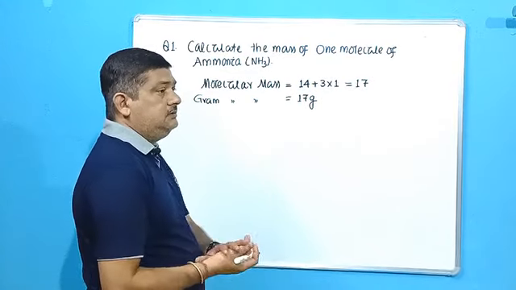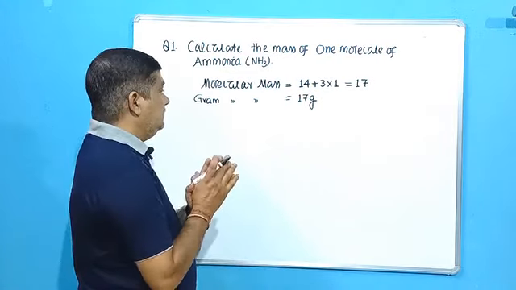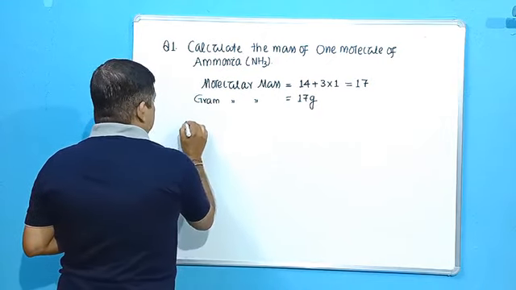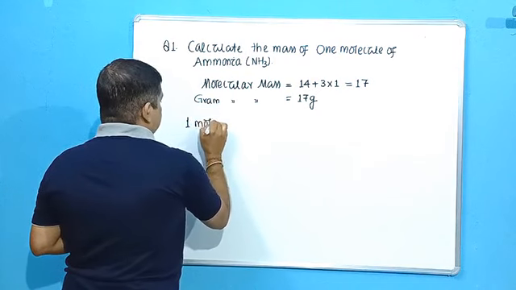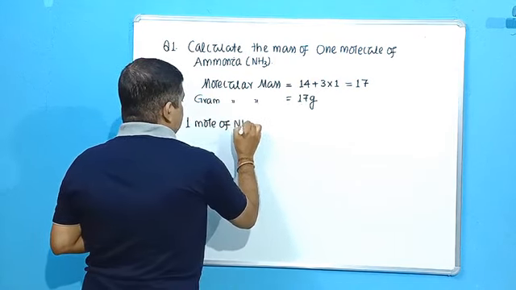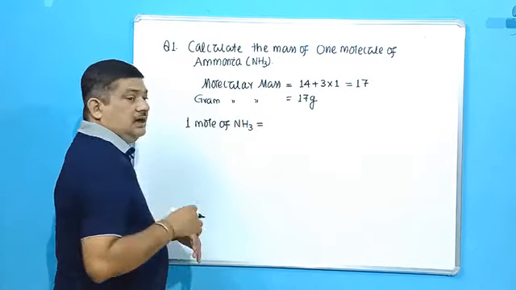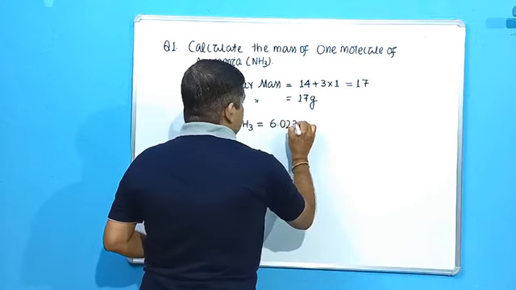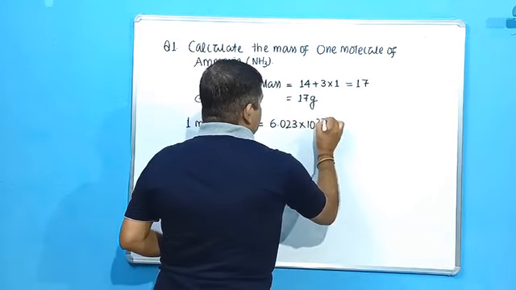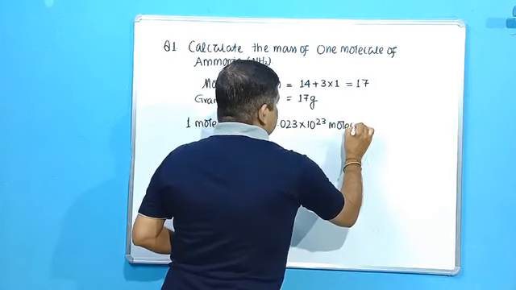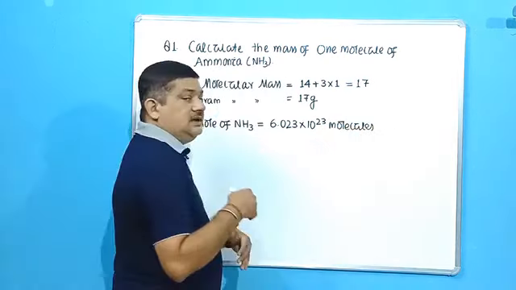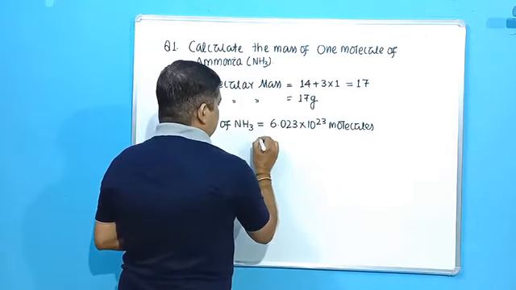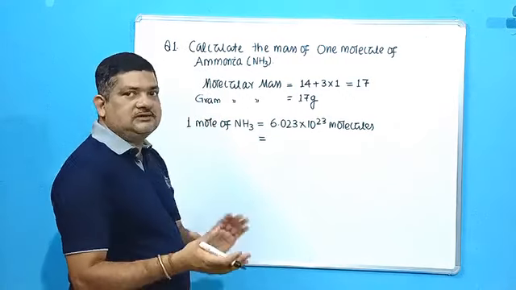So I have given you the process in the last class. Today we will devise our own formula. You know, 1 mole of ammonia means Avogadro number of molecules, that is 6.023 into 10 to the power 23 molecules. We know that as per definition 1 mole means Avogadro number of particles. So in case of ammonia it will be molecules, and it is also equal to molar mass or gram molecular mass.